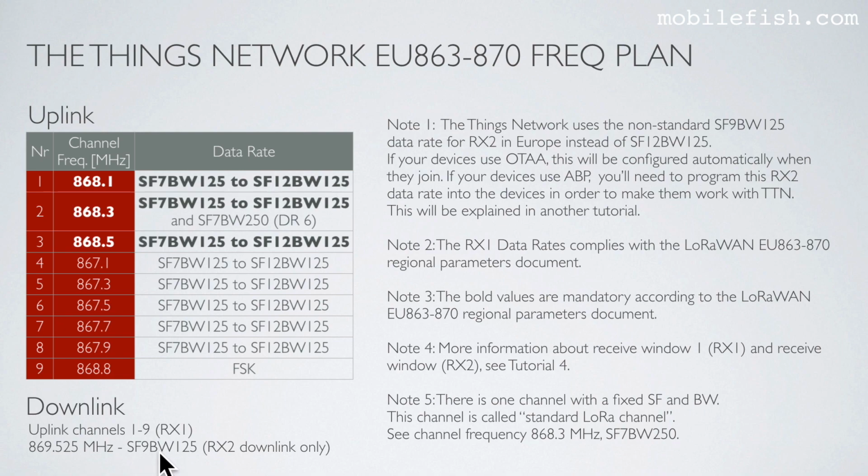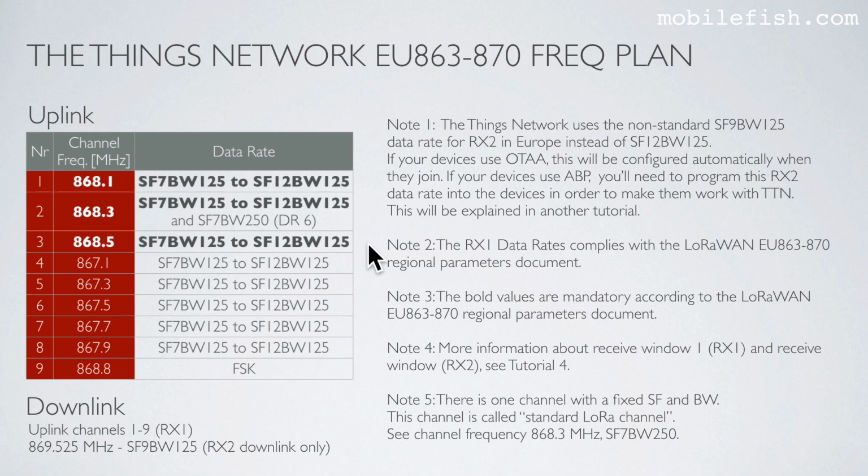As mentioned earlier, if your devices use over-the-air activation, this will be configured automatically when they join. If your devices use activation by personalization, you will need to program this receive window 2 data rate into the devices in order to make them work with The Things Network. This will be explained in another tutorial.